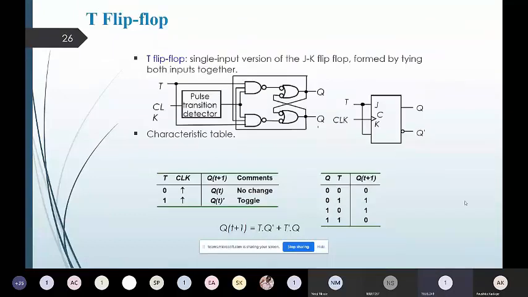Because if you are able to understand the characteristic table and the truth table of this flip-flop, then only in the VLSI subject you will be able to design the digital circuitries. Is it understood?